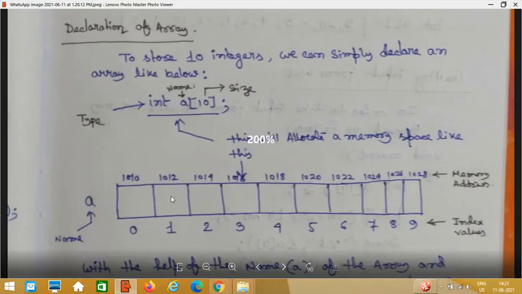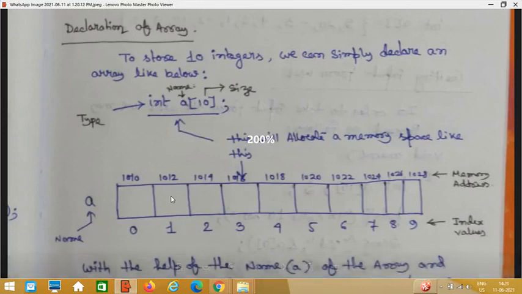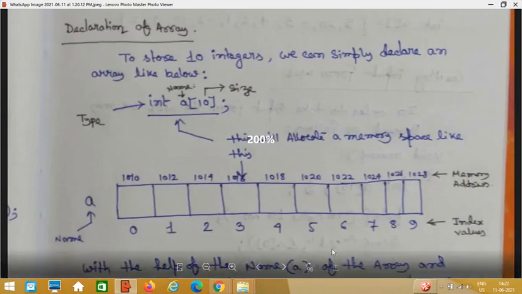But there is a major difference between individual variables and an array. What is the difference? In case of individual variables, each and every block has its own name. I'm taking a1, a2, a3, a4 like this. So all these individual variables have their own identifier or name. But in case of an array, the entire memory block has a single name, that is a. This is the name of the entire array.